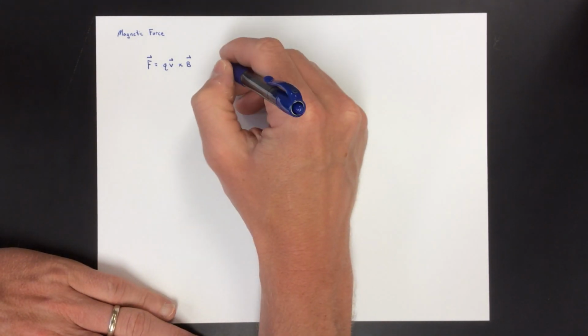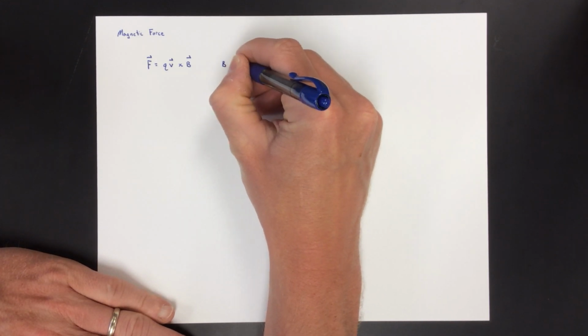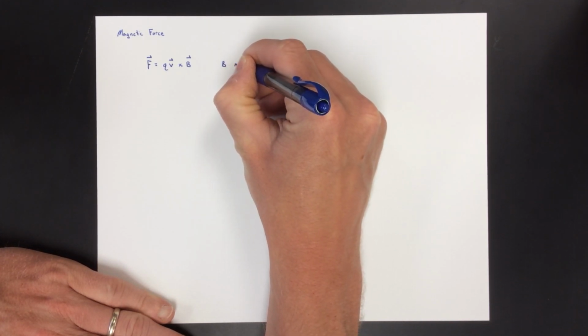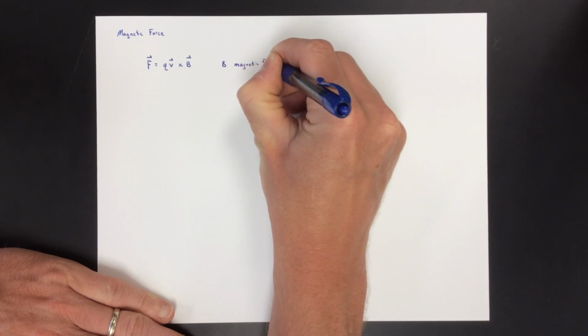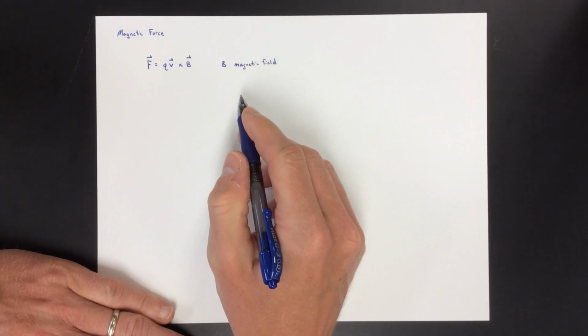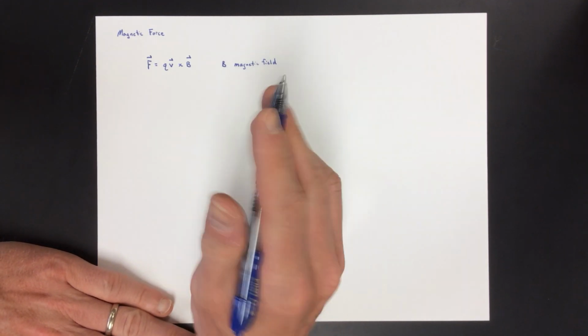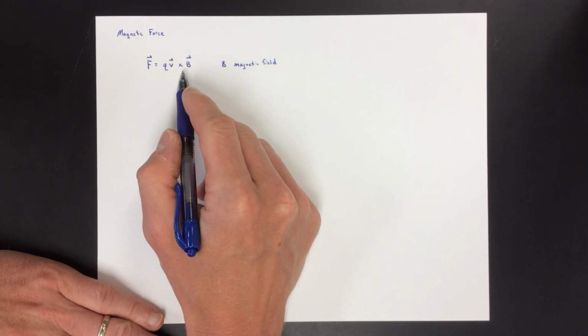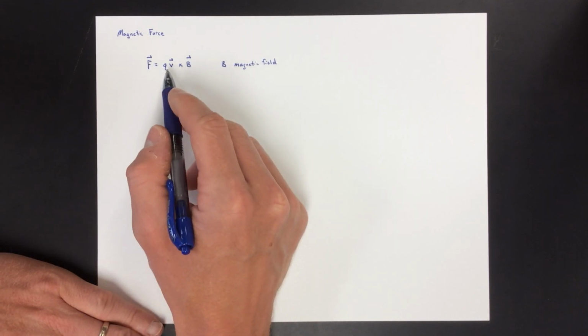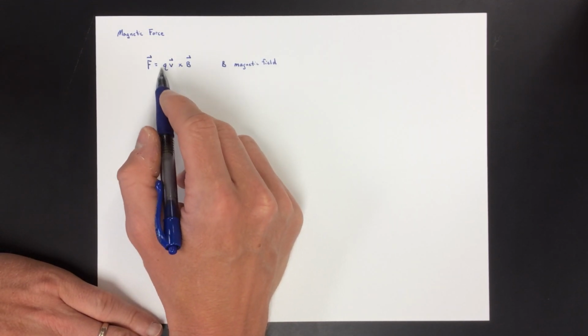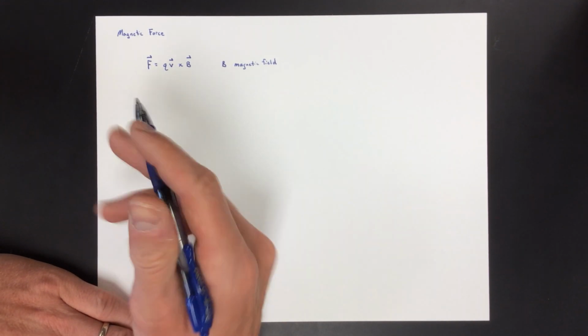B is the magnetic field here. And we will talk about where magnetic fields come from, how they're created, how we can adjust them. But the magnitude of this B field is just some number. V, of course, is in meters per second, and Q again is charge. So what do we need?